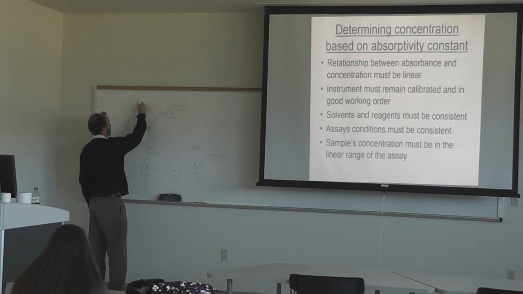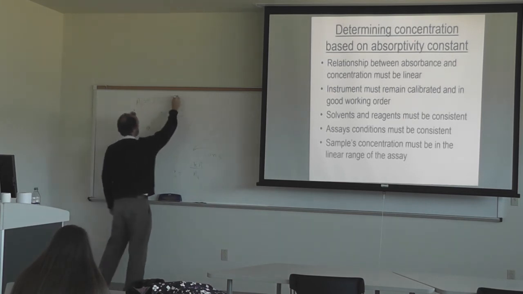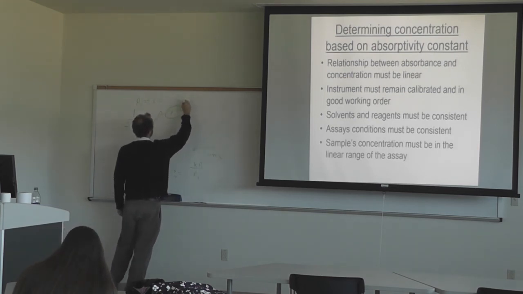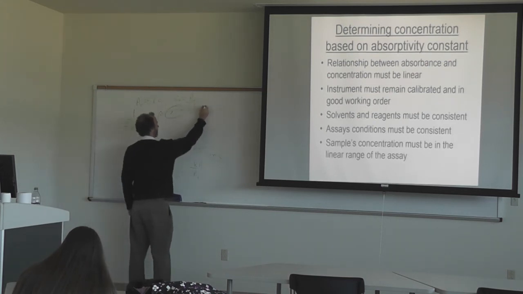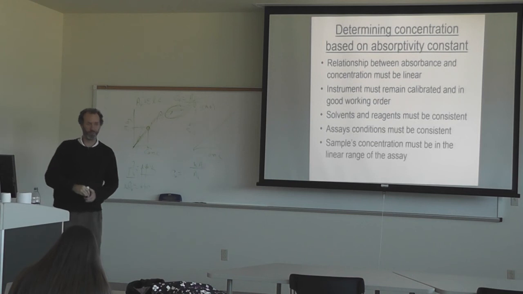Your unknown absorbance is going to be equal to the absorptivity constant times the path length, and then times the concentration. So unknown concentration would be equal to the absorbance of the unknown divided by the absorptivity constant times the path length, or you could have A and B down here too. So depending on which letters you prefer.